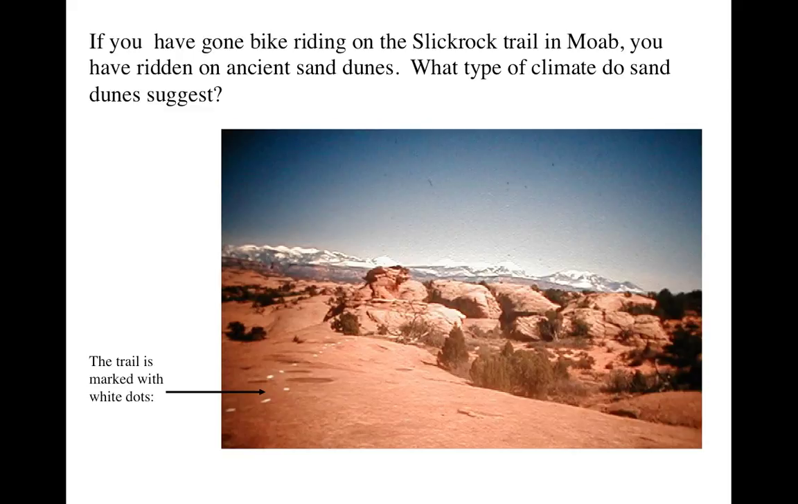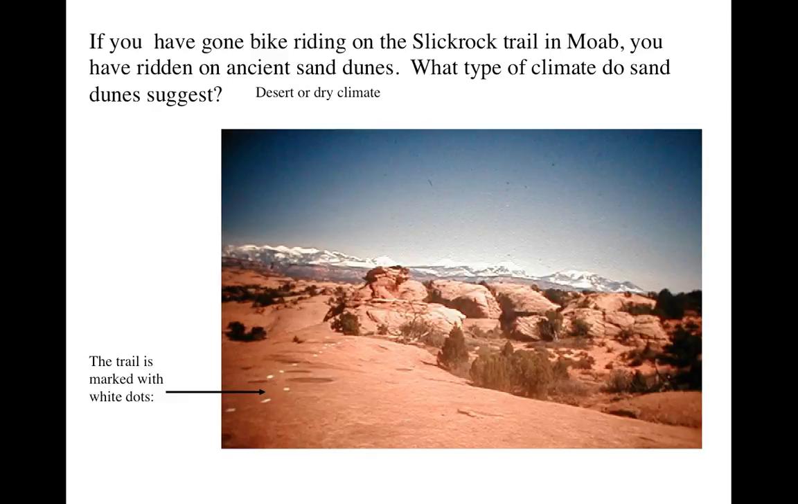If you go bike riding on the Slip Rock Trail in Moab, you've ridden on ancient sand dunes. So you've ridden across the top of the Navajo sandstone layer. What kind of climate do sand dunes suggest? Was this wet? Was this dry? Was this an ocean? Was this a desert? You can see the trail in the picture that's marked with white dots. I personally have never been there, but I hear it's pretty fun.